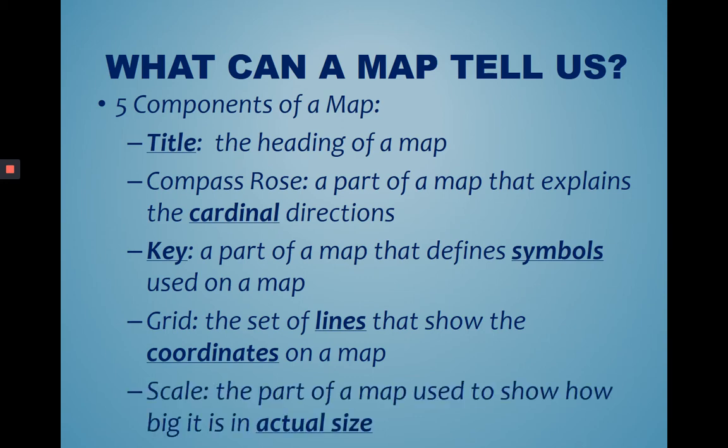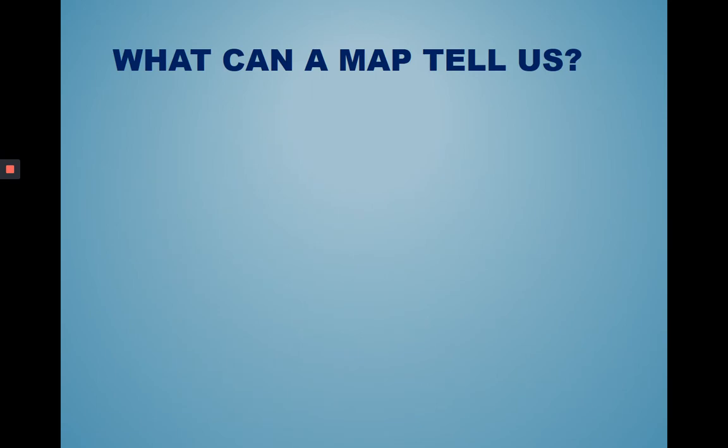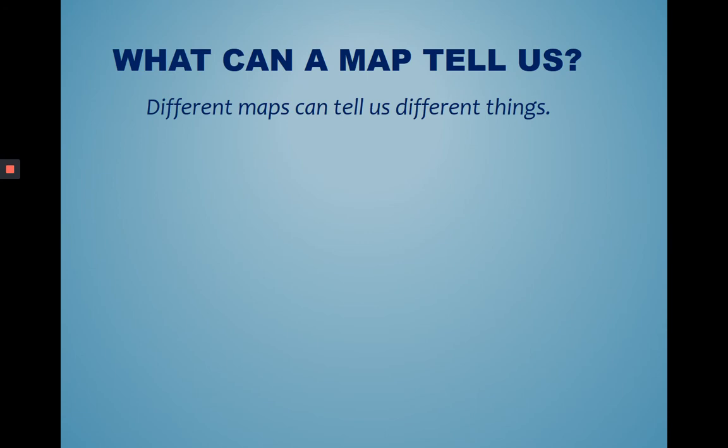The final map component is a scale. This is the part of the map that shows how big it is in actual size. This will help you measure distance on a map if you were traveling from place to place. Now there are many different kinds of maps, and we're going to go over those different kinds of maps and what their purposes are, as many of them tell us different things.